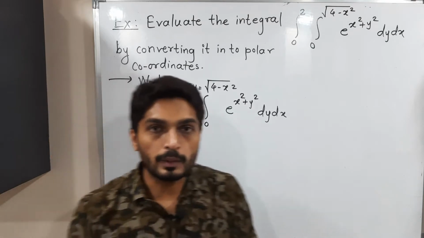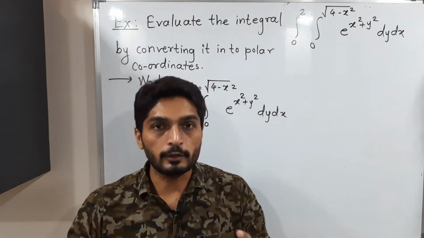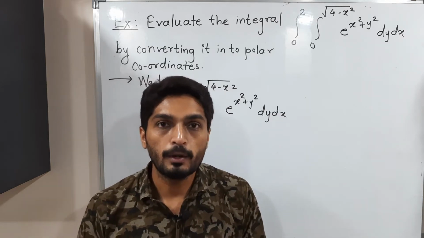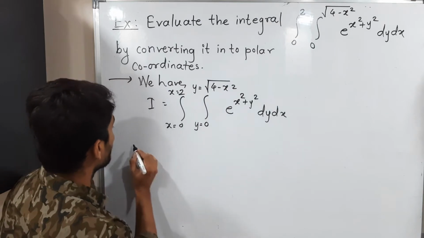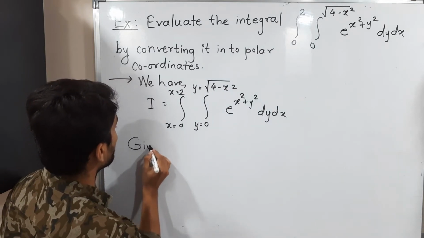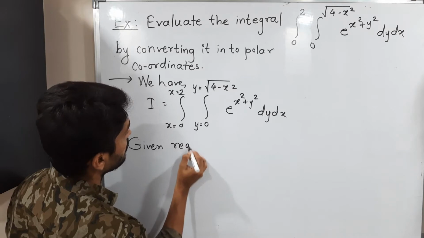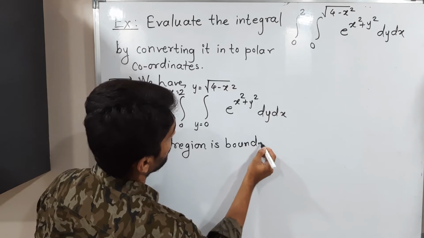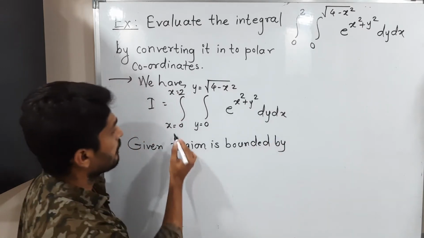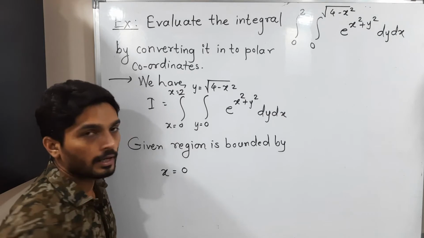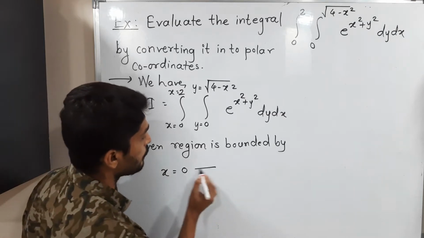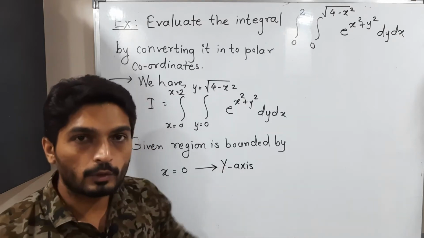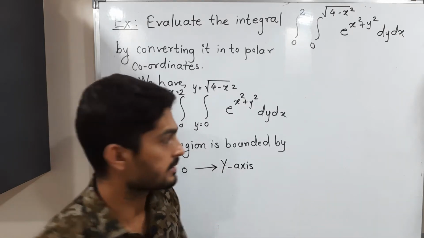Before converting the problem into polar coordinates, we will try to find the region, and after that we will convert the problem into polar coordinates. So the given region is bounded by, first limit, x is equal to 0. This is the equation of what? Y-axis. I will draw this diagram simultaneously so we can easily understand.